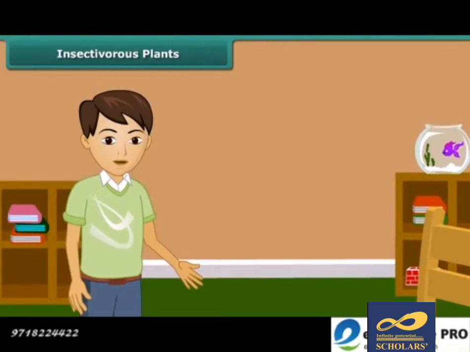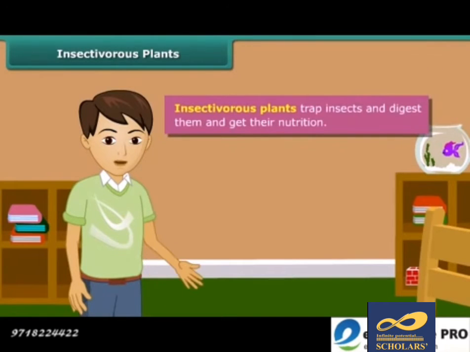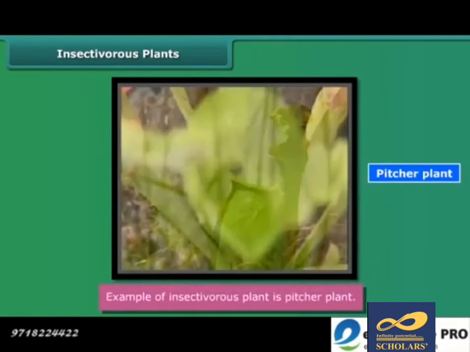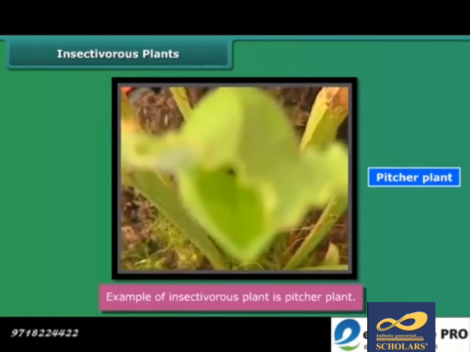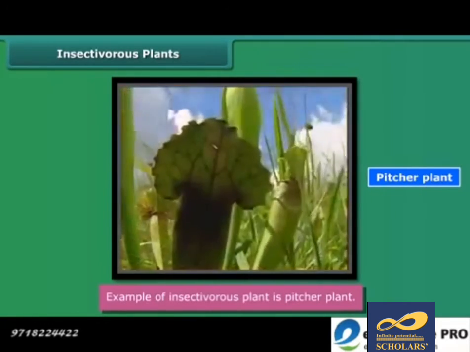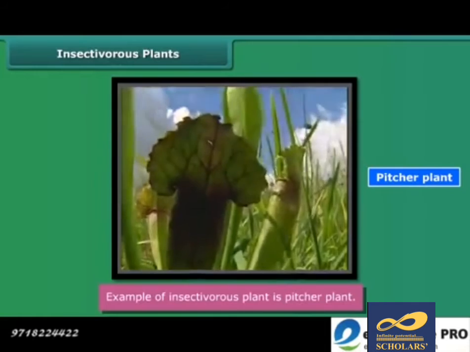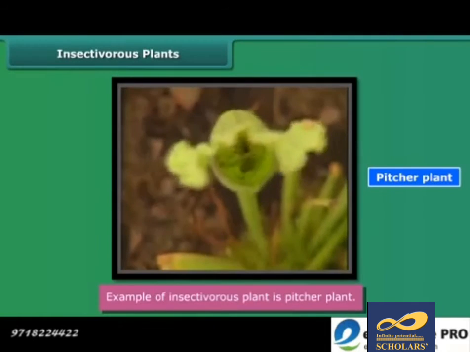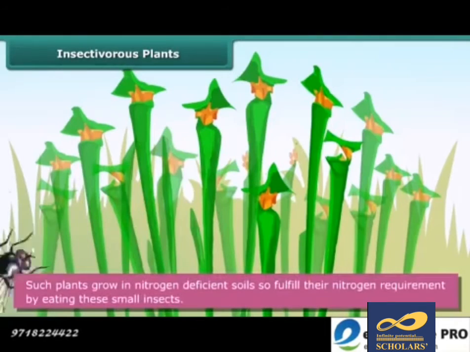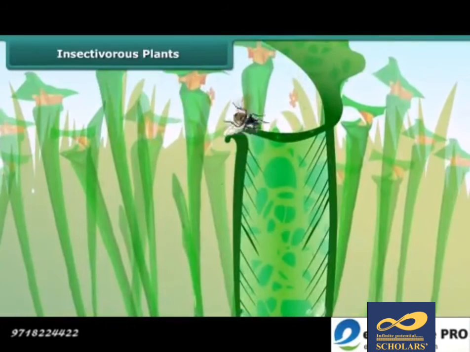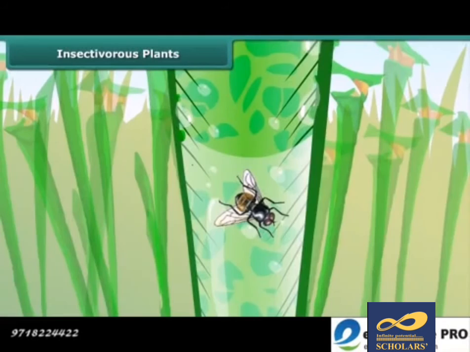Next is insectivorous plants. There are a few plants which can trap insects and digest them and get nutrition. For example, pitcher plants. Actually, these plants can synthesize their own food by photosynthesis, but they grow in nitrogen-deficient soils, so such plants fulfill their nitrogen requirement by eating these small insects and hence are called insectivorous plants.